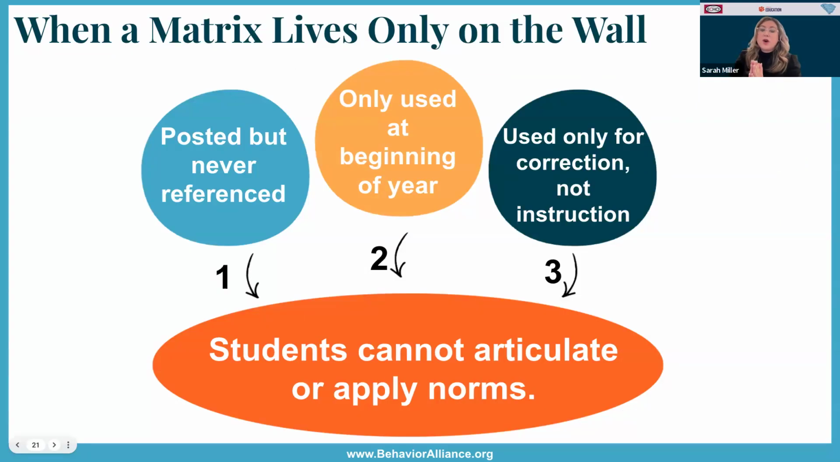All right, so when a matrix only lives on the wall, if it's posted but never referenced, if it's only used at the beginning of the year, if it's used only for correction and not instruction, students cannot articulate or apply their norms. And as coaches, because I want to remind you that I know you're supporting your teachers in this, this helps us to shift our focus from asking, is your matrix posted, to how is your matrix being used to teach and reinforce those norms throughout the day.